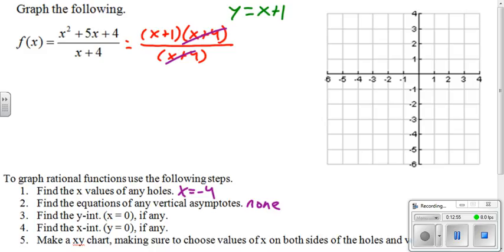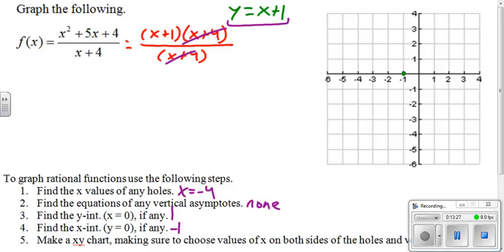The y-intercept of the function, set x equal to 0. If x equals 0, we would be at 1. If y equals 0, then x would be -1. And again, we can just look at this function because it's going to look just like that to find that. We don't really need an x-y chart because we just know that it's going to be, again, this x + 1 chart, only we're missing the point where x is -4.